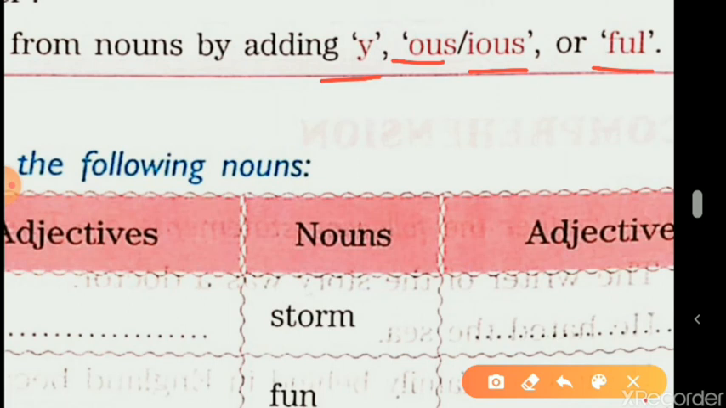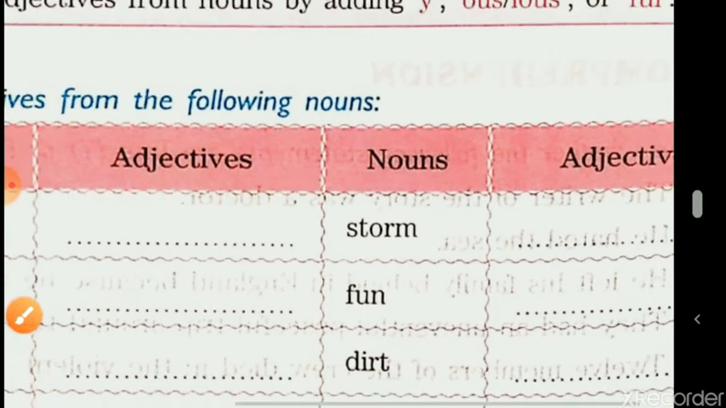So I hope you remember these words. You can make adjectives from nouns by adding y, OUS, IOUS or FUL. Let's revise once again, children, this exercise.